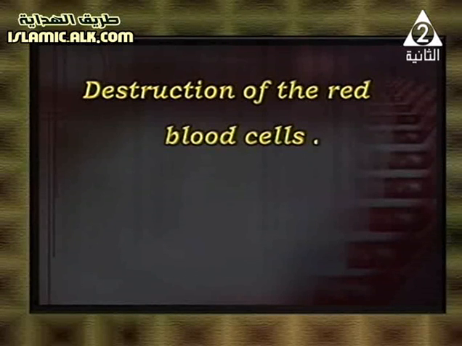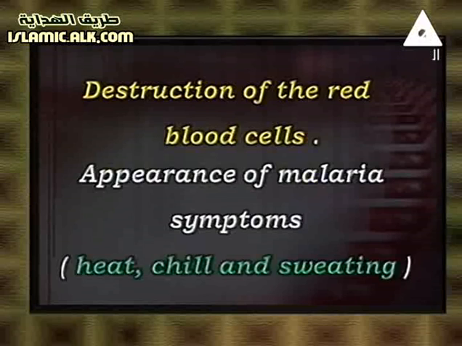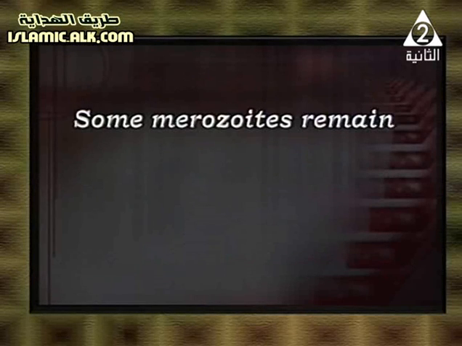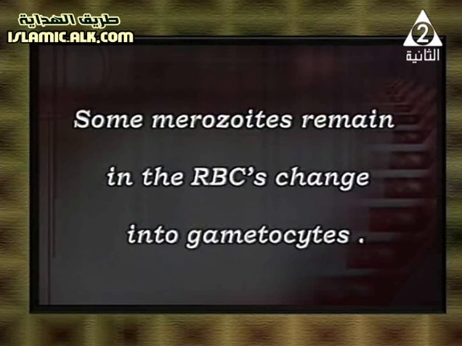This is the first type of the asexual reproduction of the sporozoites of the malaria parasite, and that causes the appearance of malaria symptoms, which are sweating and fever or high temperature, and also chilling or convulsion of the body. After that, some merozoites remain inside the red blood cells. Again, as we said, the sporozoites infect some surrounding liver cells, and they also infect red blood cells.